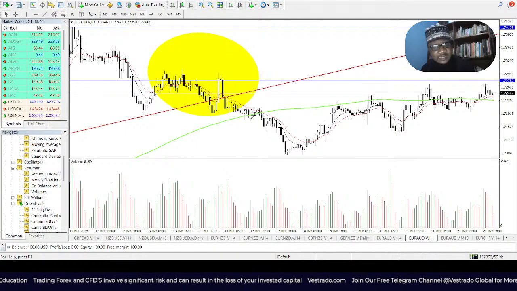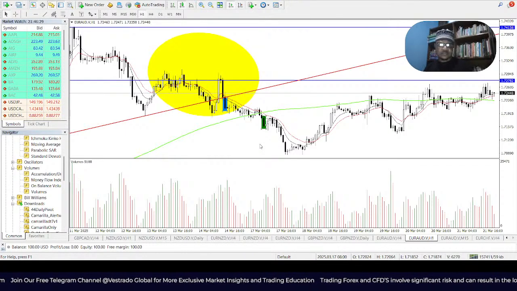Some people will enter here. Others will wait to enter right here. This nice candle here, let me highlight that. So you got this guy right here. Others will wait to enter here. Some would wait to enter right here. It's a matter of preference. But they'll be both in the right. It's as simple as that.